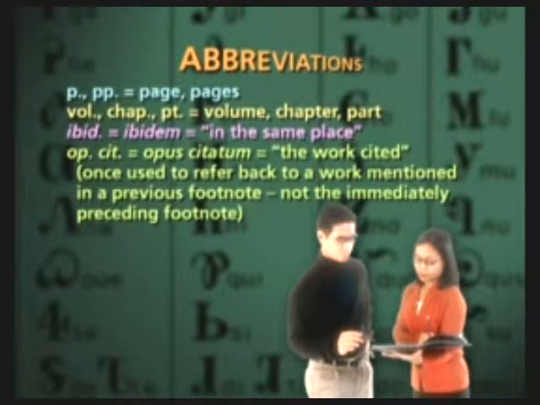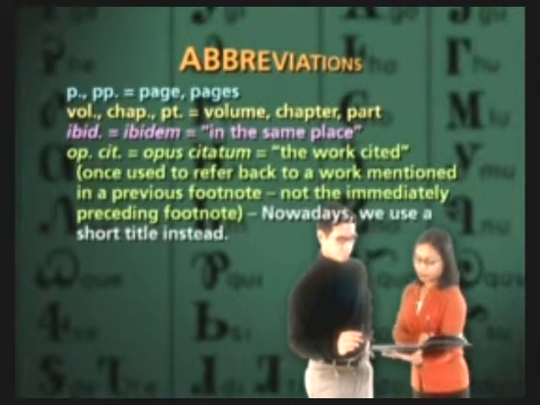At one time, the abbreviation op. cit., which means the work cited, was used for this purpose, that is, to refer back to a work that was mentioned in a previous footnote, though not the immediately preceding footnote. Nowadays, op. cit. is not really used. It's considered better to use a short title instead. So if you see op. cit. as an abbreviation in an older piece of scholarship, you know what it means, but don't use op. cit. yourself. Instead, use the short title to refer back to an earlier referenced book.